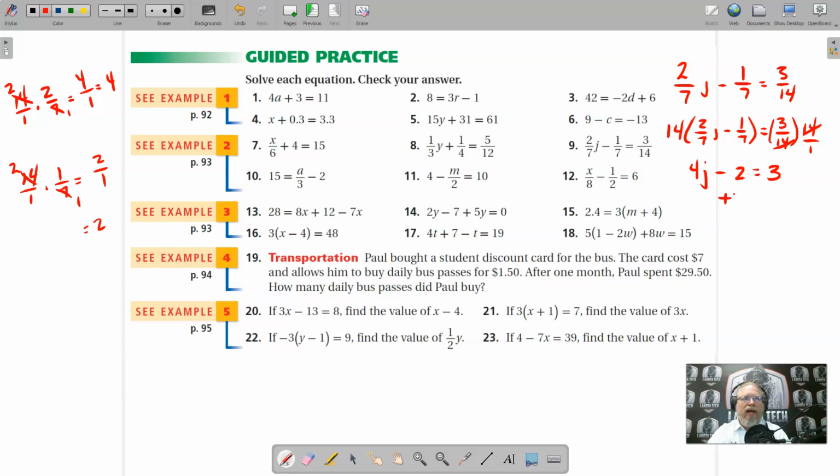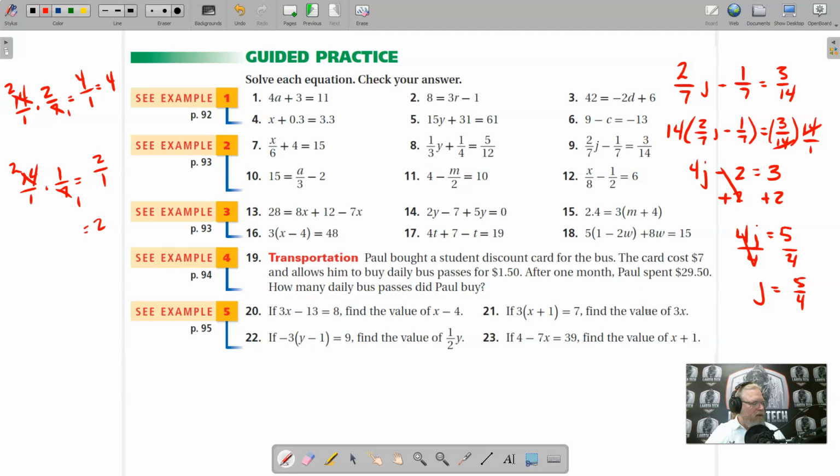Now we can go ahead and add 2 to each side. Negative 2 cancels the positive 2. And we end up with just 4j. And then we have 3 plus 2 equals 5. Now let's go ahead and divide by 4. And the 4's cancel each other, leaving us with j. And j equals 5 over 4.